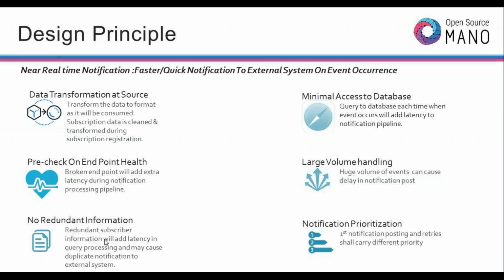And then we are also trying to minimize the database queries, so for every event happening, we don't want to go to the database and fetch the data. And large volume handling is something which is needed, because we want to handle a large volume of notifications as quickly as possible. And also we have notification prioritization. There are certain notifications which need to be prioritized compared to others. So let us see how these principles are realized.